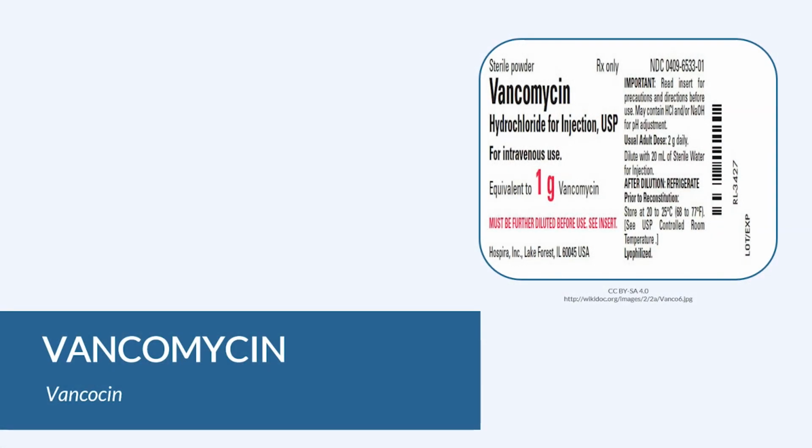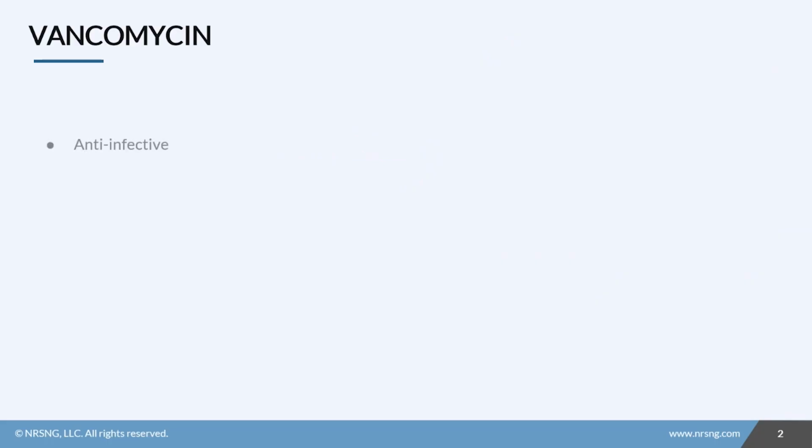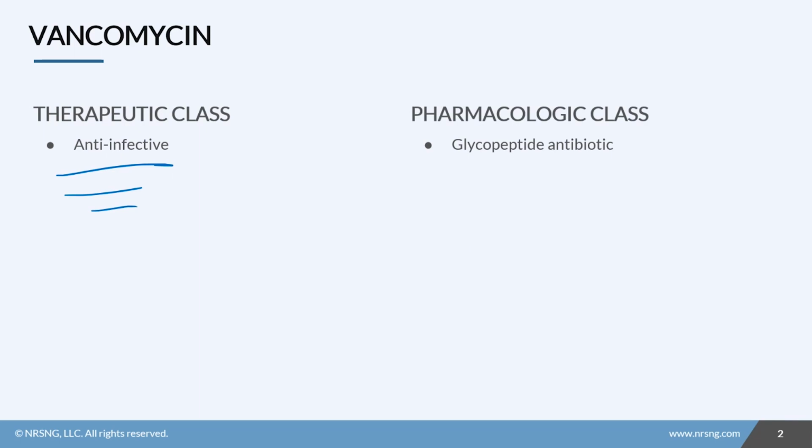Okay, let's talk about the drug vancomycin, also known as Vancocin. This is an IV medication, as you can see here, and it also comes in an oral form. Vancomycin is an anti-infective agent, and this is how the drug works in the body. The pharmacologic class, or its chemical effect, is a glycopeptide antibiotic.